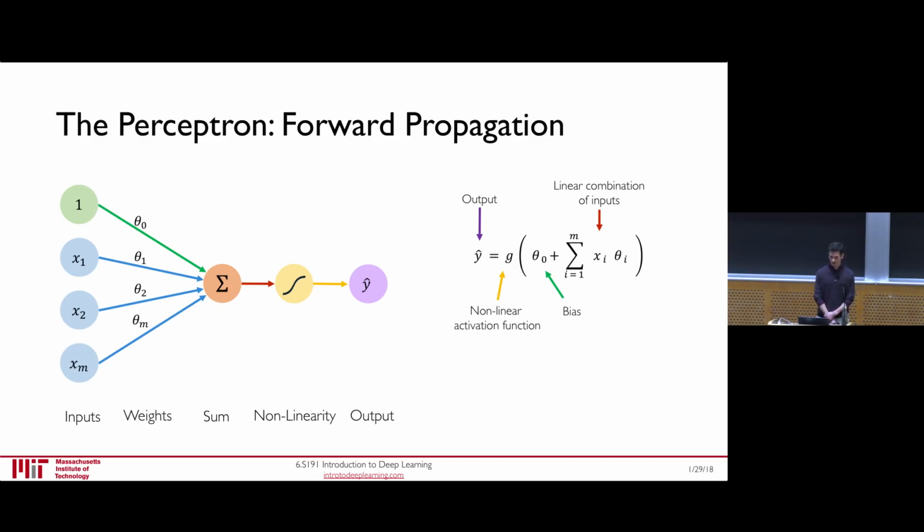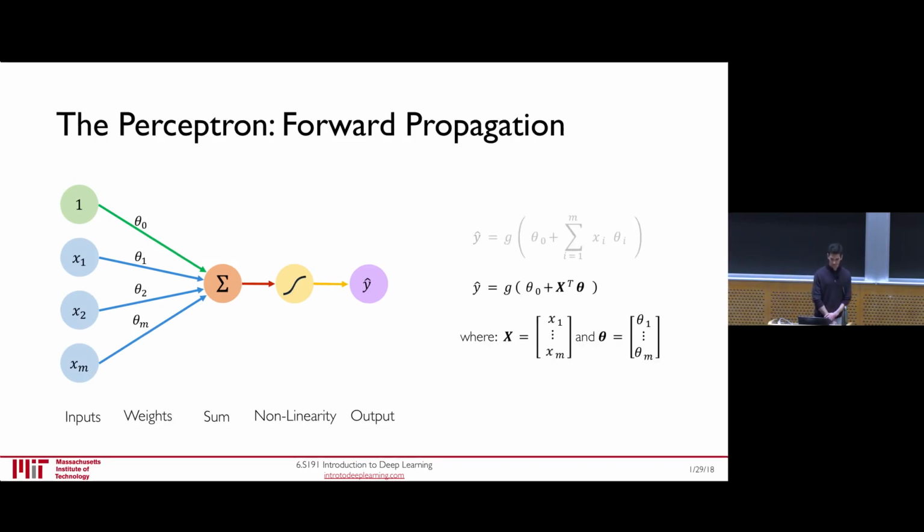So on this equation on the right, we can actually rewrite this using linear algebra and dot products to make this a lot cleaner. So let's do that. Let's say capital X is a vector containing all of our inputs, x1 through xm. Capital theta is now just a vector containing all of our thetas, theta1 through theta m. We can rewrite that equation that we had before as just applying a dot product between X and theta, adding our bias, theta 0, and applying our nonlinearity, g.